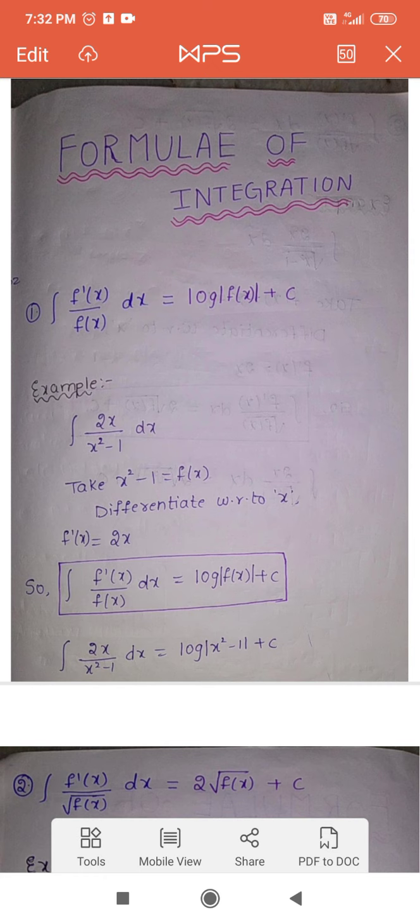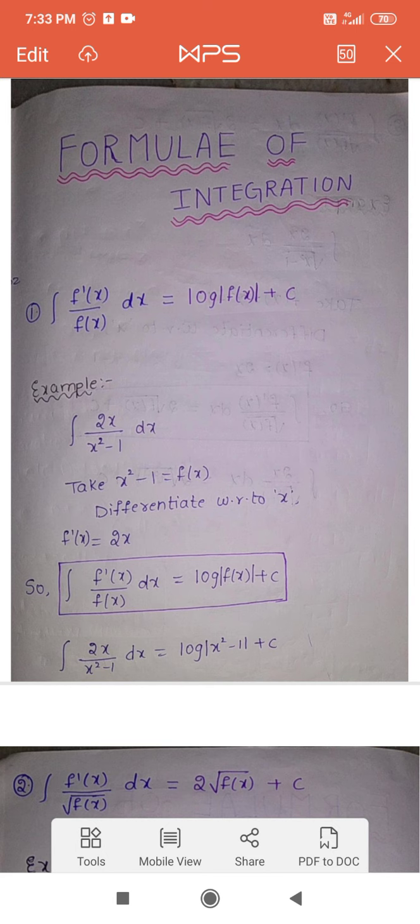Take one example, integral 2x by x square minus 1 dx. Take the denominator x square minus 1 equal to f of x. Differentiate that x square minus 1 with respect to x. What is the differentiation of x square? 2x. Differentiation of constant is 0. Differentiation of f of x with respect to x is f dash of x. So finally f dash of x is equal to 2x.